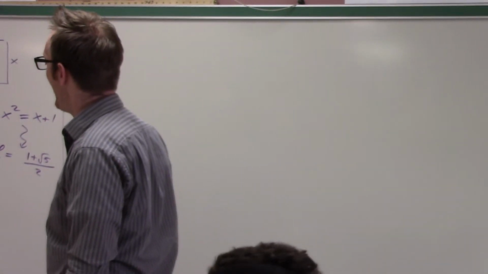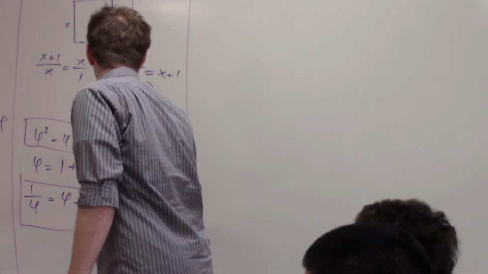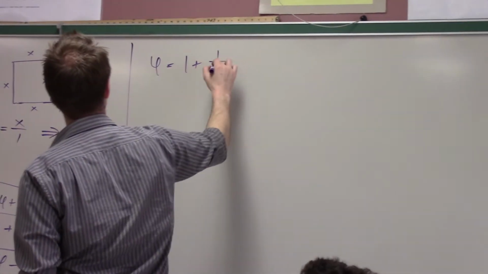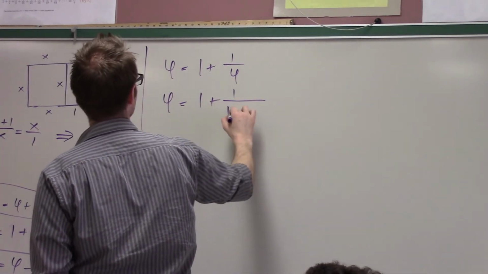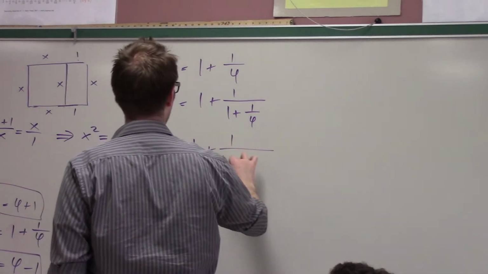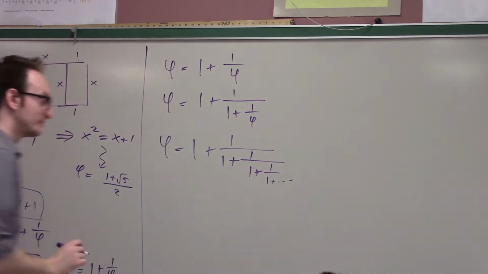Well, we said that, hey, since phi is just 1 plus 1 over phi, then if phi is 1 plus 1 over phi, then phi is 1 plus 1 over 1 plus 1 over phi. And phi is therefore 1 plus 1 over 1 plus 1 over 1 plus 1 over 1 plus 1.